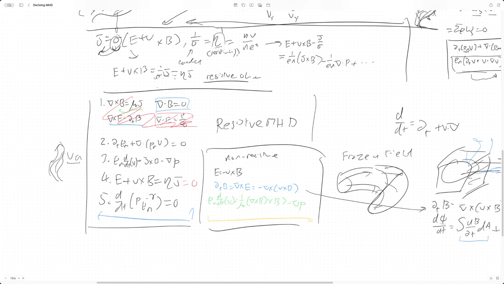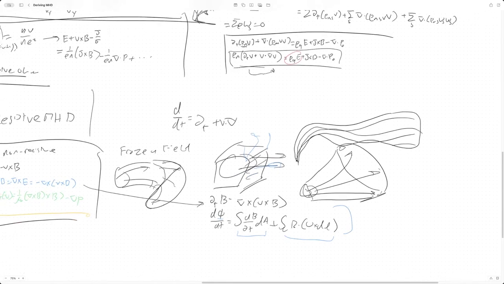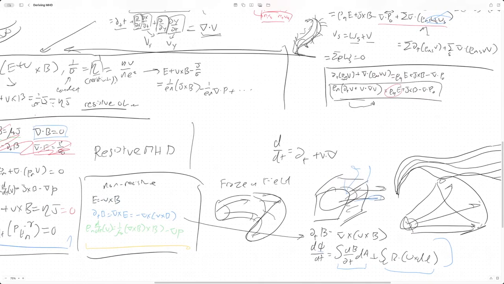We haven't gone into relativistic terms yet, but it's in a similar vein. And then from this you can derive, given the flux that you have, this idea of a frozen field approximation. All right, cool.